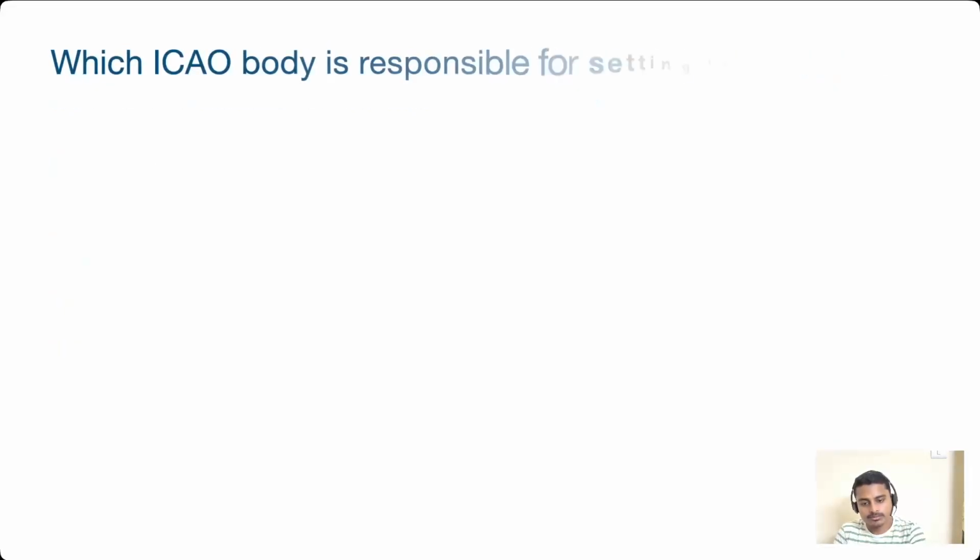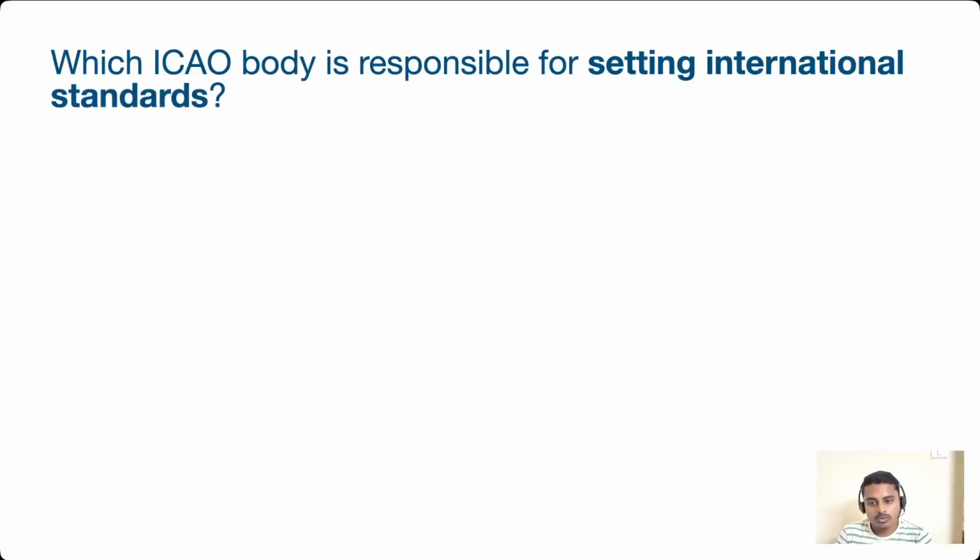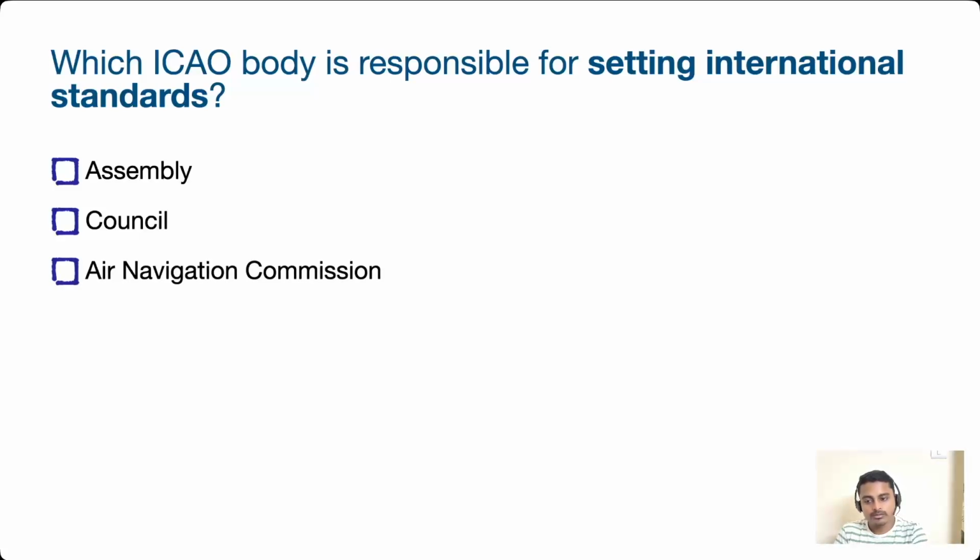That's the correct answer. Which ICAO body is responsible for setting international standards? So we had seen the structure of ICAO in the previous video. If you have not, you can go through using the link here. So there was an assembly, council, the different commissions, and the secretariat. So the Air Navigation Commission is the one which is responsible for setting international standards.